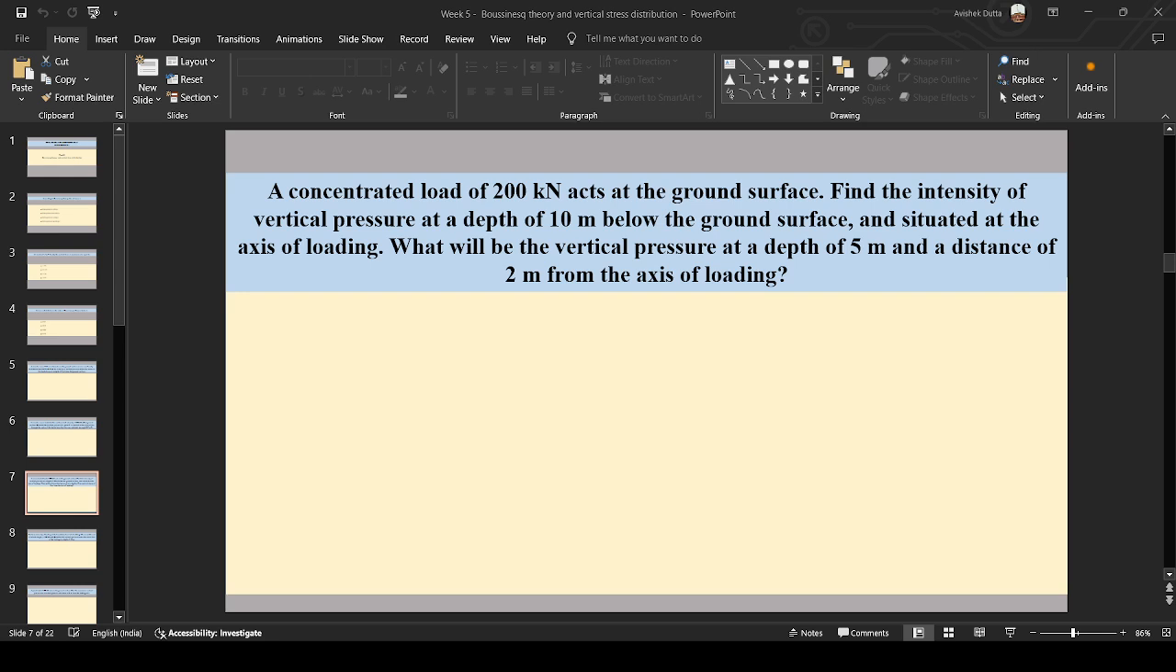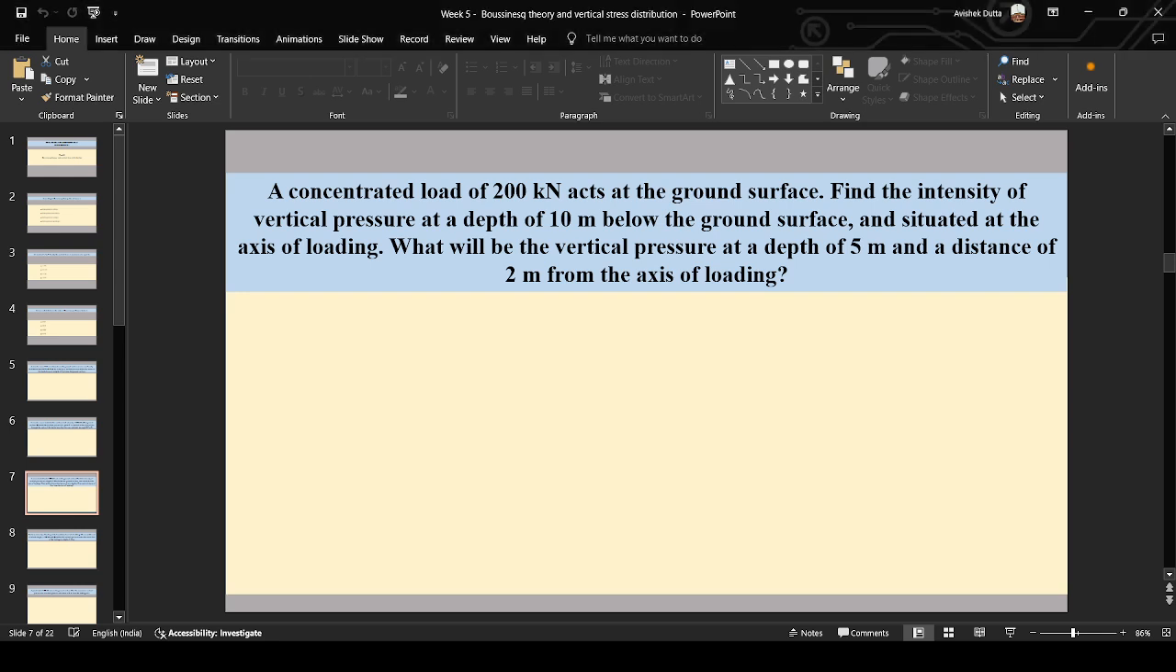A concentrated load of 200 kilonewton acts at the ground surface. Find the intensity of vertical pressure at a depth of 10 meter below the ground surface and situated at the axis of loading. What will be the vertical pressure at a depth of 5 meter and a distance of 2 meter from the axis of loading? So there are two scenarios in which you have to find out the intensity of vertical pressure.